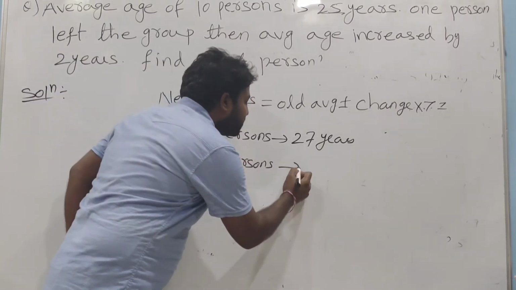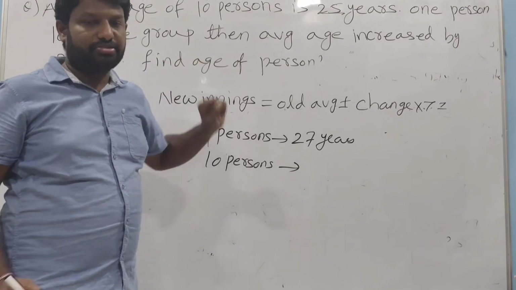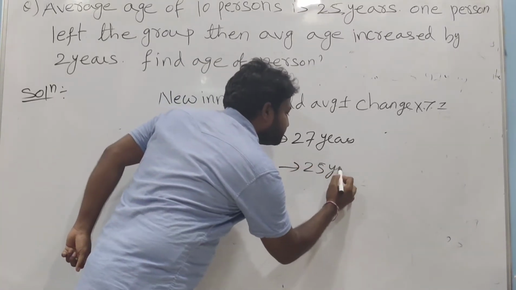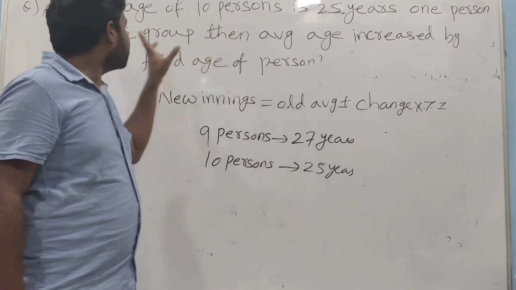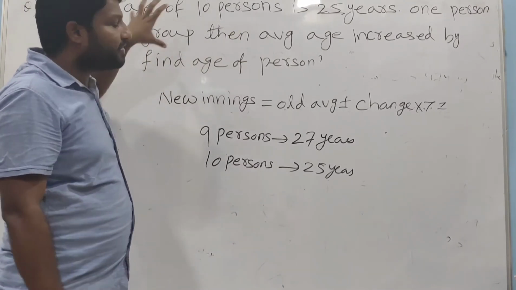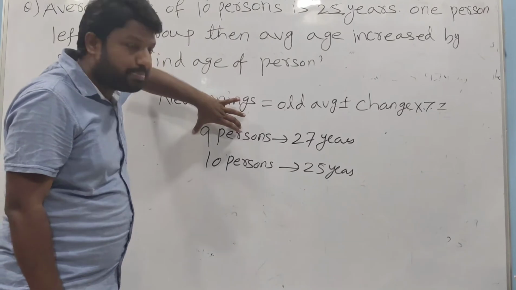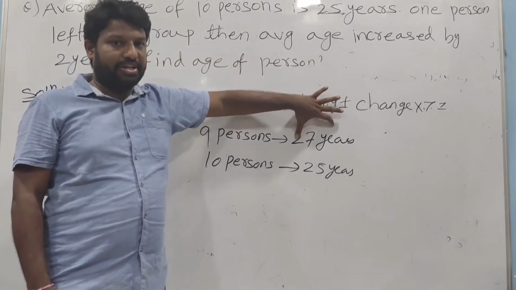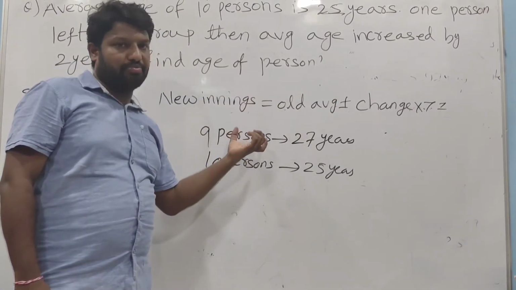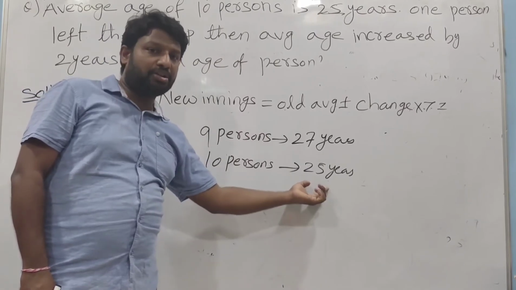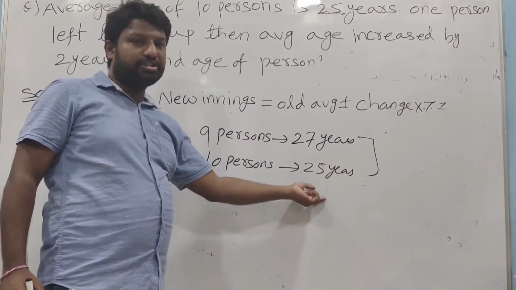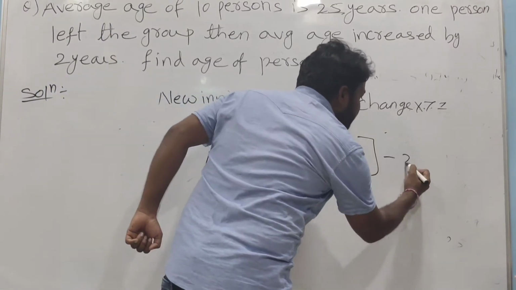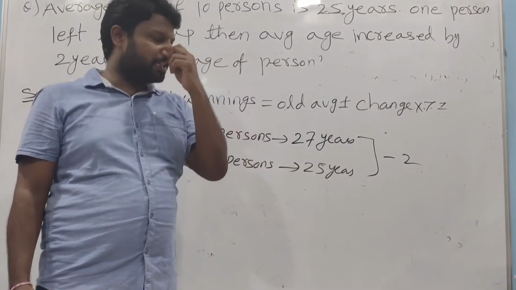Now what is the 10 persons' average? The average is 25 years. So I am writing the question in reverse. Initially 9 persons are there, their average is 27 years. Now one person joined the group, then the average becomes 25 years. Now see how much the average changed. Initially 27 years, now 25 years. That means the average decreased by 2. The average is decreased by minus 2.